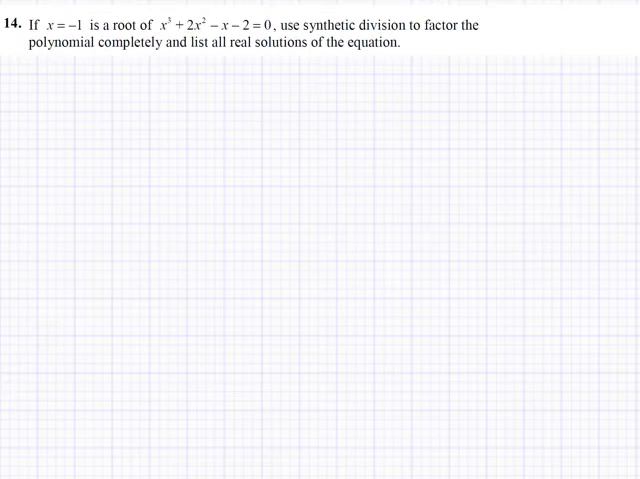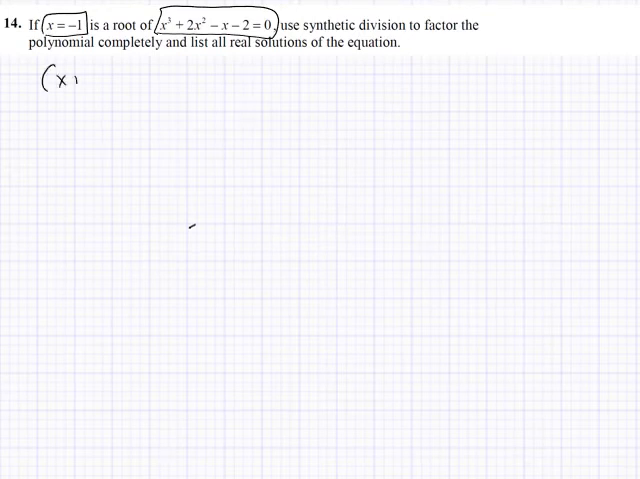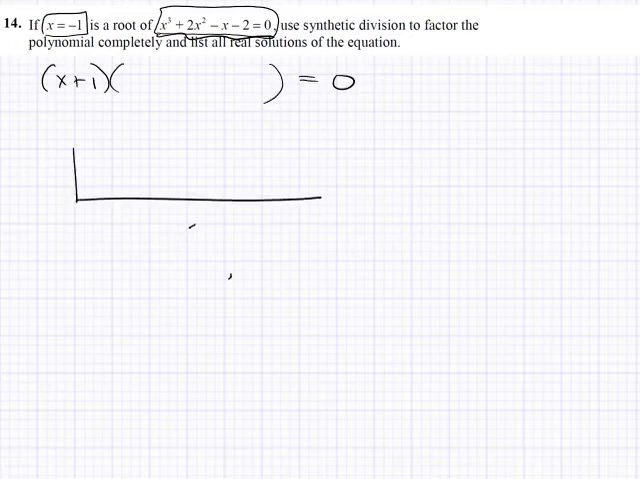Okay, so we want to solve this equation. The nice thing is we were given one root of the equation already, so we know how to start. It's basically telling us that x plus 1 is a factor, and we need the other factors of this polynomial to finish solving the equation. So if we use synthetic division, negative 1 is a root, so we'll put it on the outside. We have 1, 2, negative 1, negative 2.